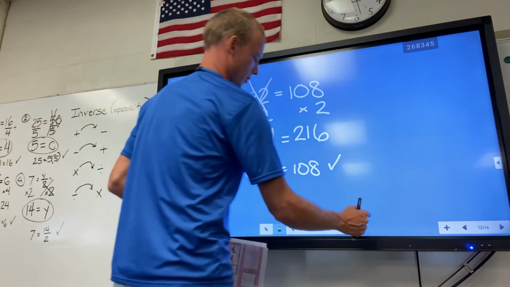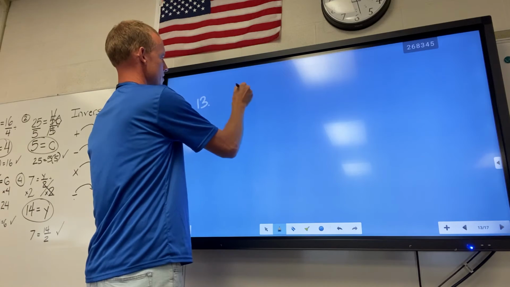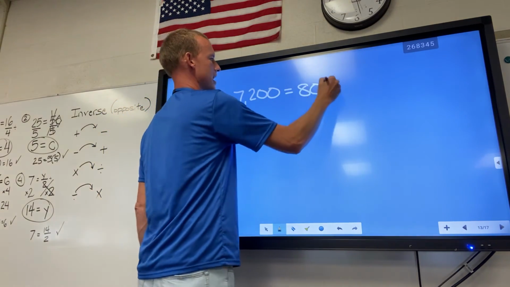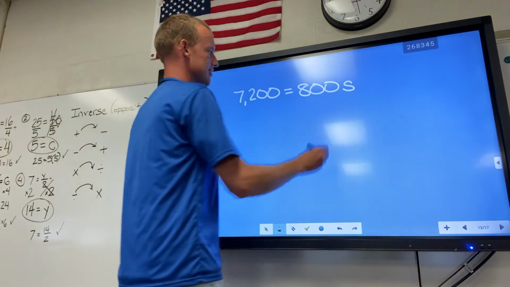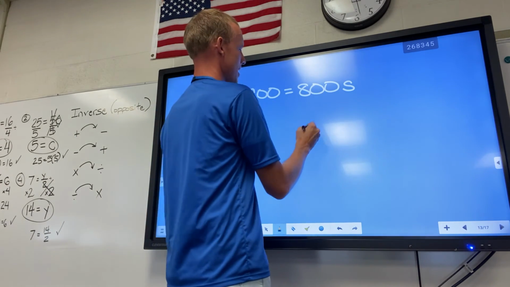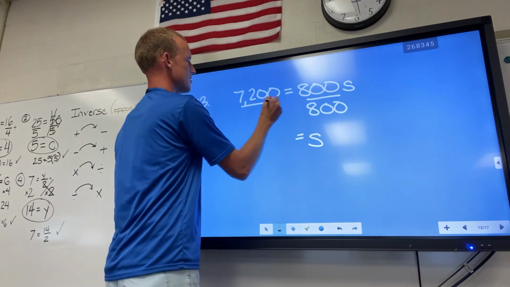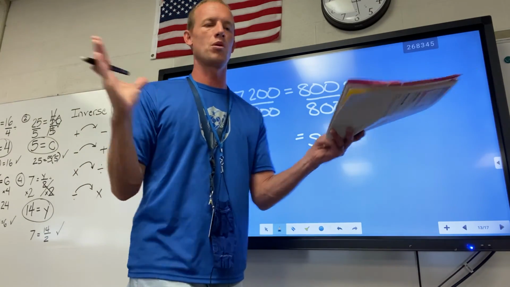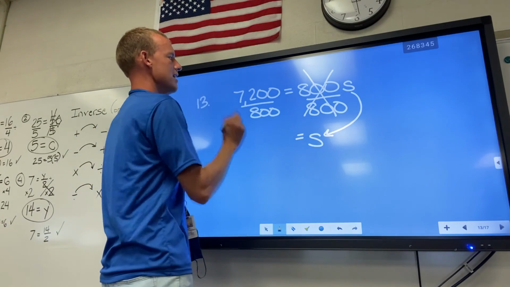Okay? All right, number 13 says 7,200 equals 800s. This looks really tough and it's actually not bad. Where's my variable? Correct, it's the s. So I got to get rid of the sand. I need to pull the s out so that I get it by itself and then I get the answer. So instead of multiplying by 800, I'm going to divide by 800 on both sides so that my scale is not off, both sides. That got s alone. S comes down here by itself.